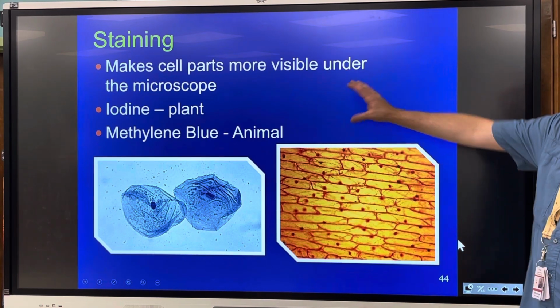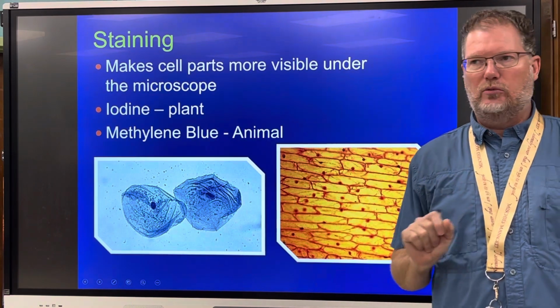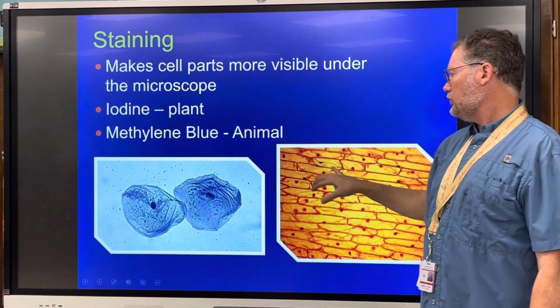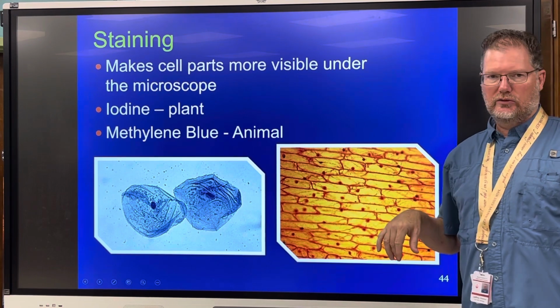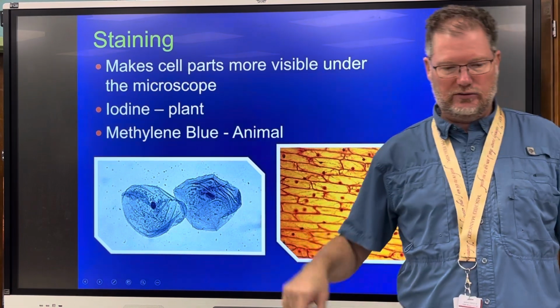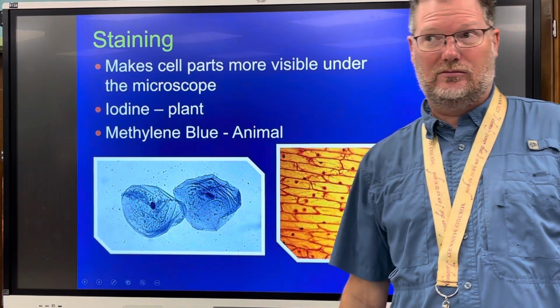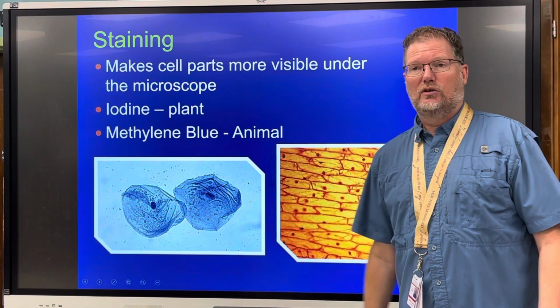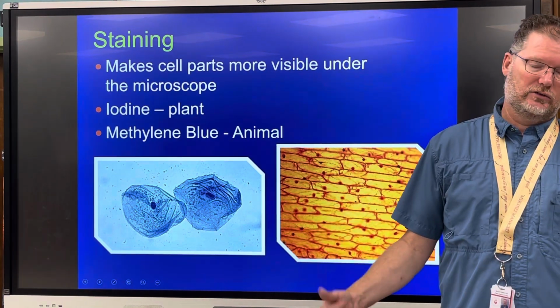So there's different kinds of dyes or stains used for different types of cells, because the methylene blue, I don't believe can get through the cell walls, but the iodine does. But iodine is a deadly chemical, so it kills cells. So it's going to kill all these cells.